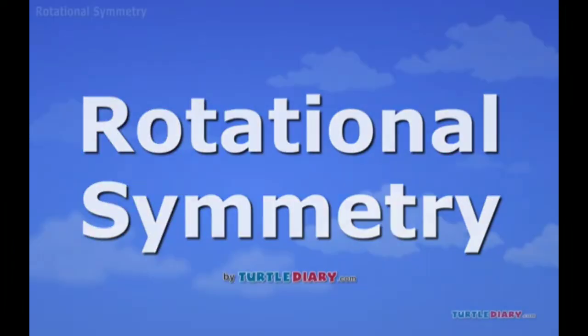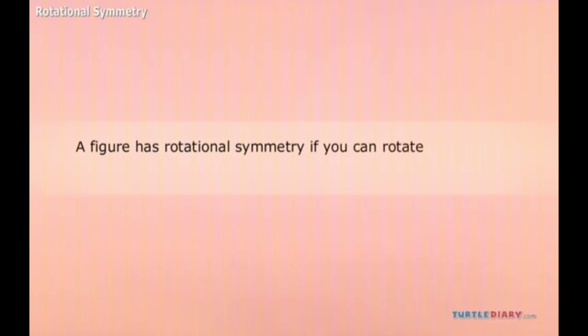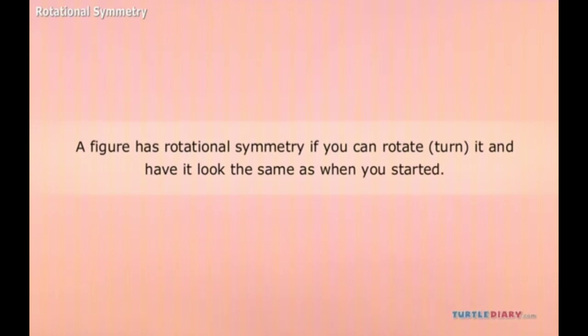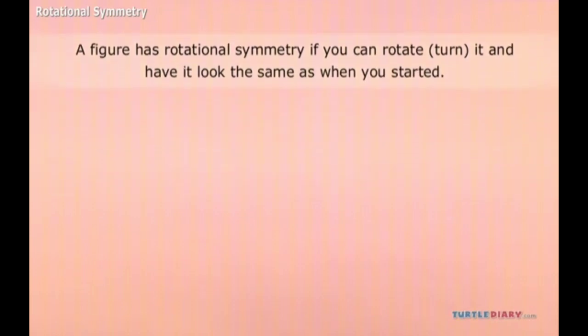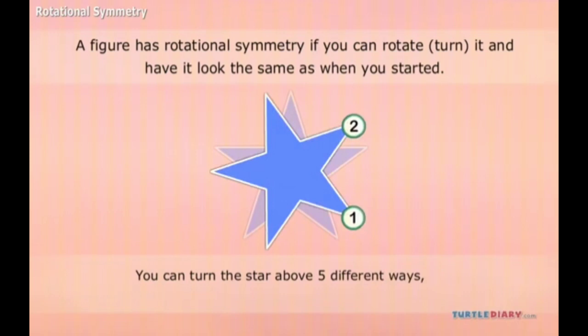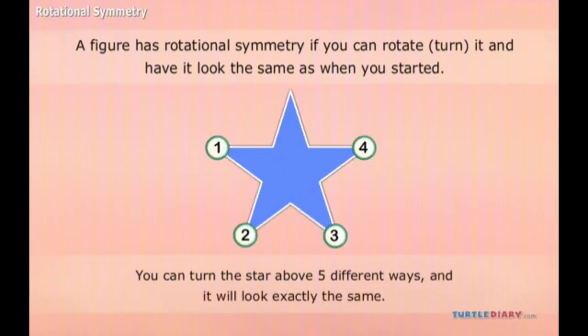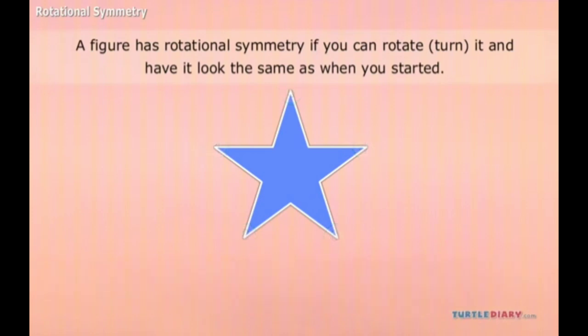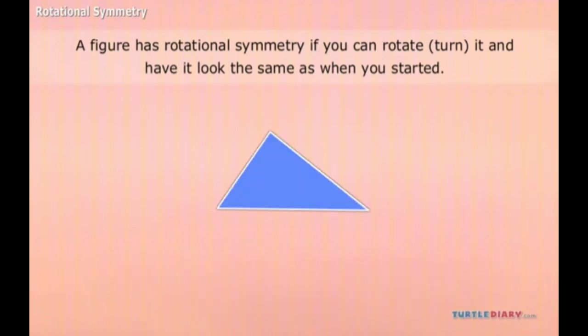Continue with rotational symmetry by watching this video. A figure has rotational symmetry if you can rotate, or turn, it and have it look the same as when you started. For example, you can turn the star above 5 different ways, and it will look exactly the same. This triangle, however, does not have rotational symmetry. If you rotate it, it will not look exactly the same.